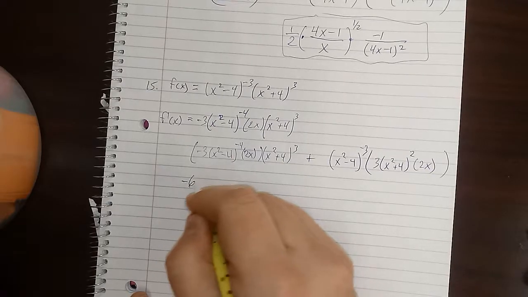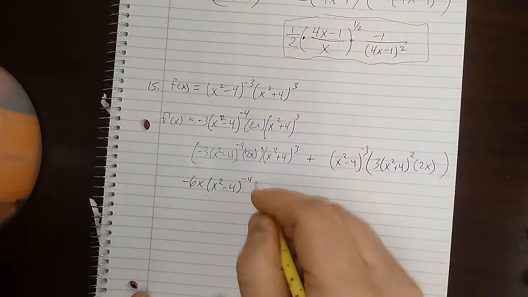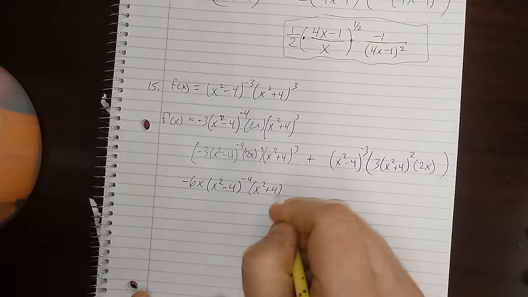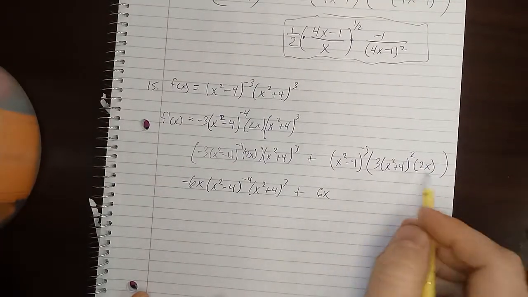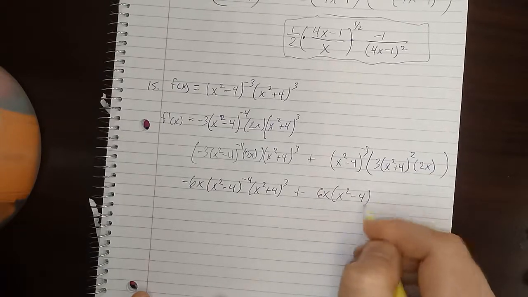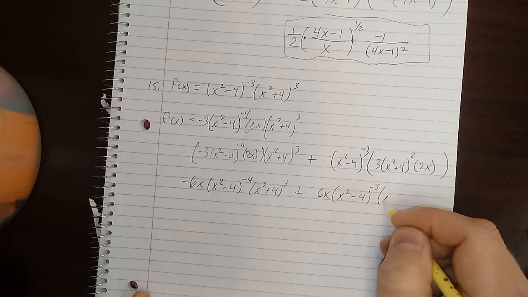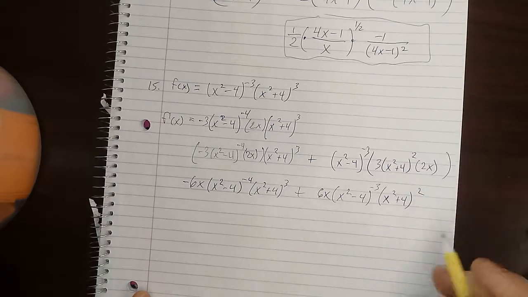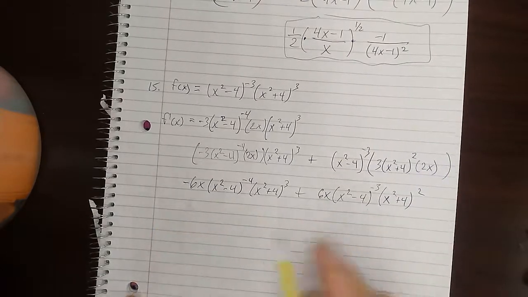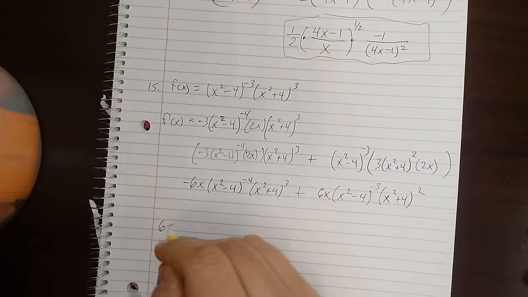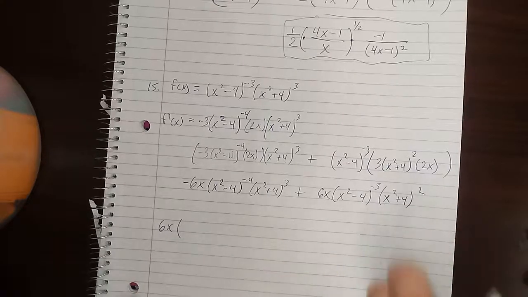So here I got negative 6x outside of x squared minus 4 to the negative 4, and then an x squared plus 4 to the 3. And on this one, I have a positive 6x outside of x squared minus 4 to the negative 3, and a x squared plus 4 squared. So it looks like I can take an x squared minus 4 to the negative 3 out of everything. I can take a 6x out of everything. So again, we need to flip those two, but flipping those two, we're at our final answer.